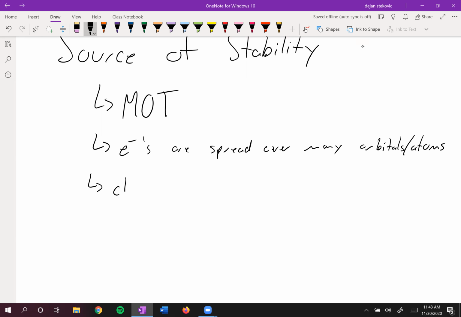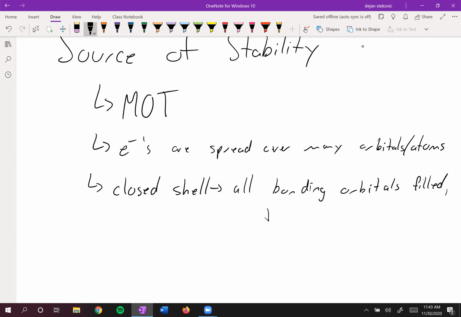The second important thing is that these are what's known as closed shell compounds. What this means is that all the bonding orbitals are filled, which is good, because bonding orbitals are stabilizing, and the anti-bonding orbitals are empty, which is also good because anti-bonding orbitals are destabilizing.